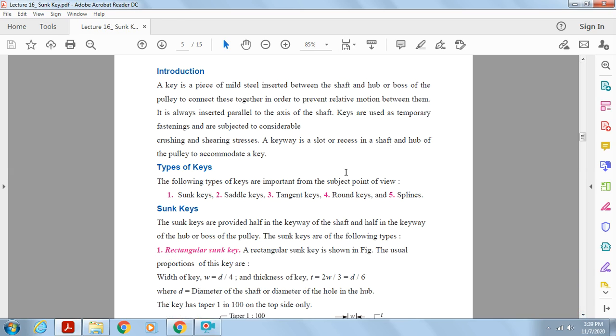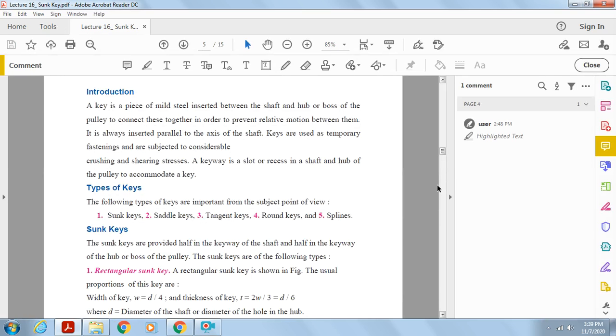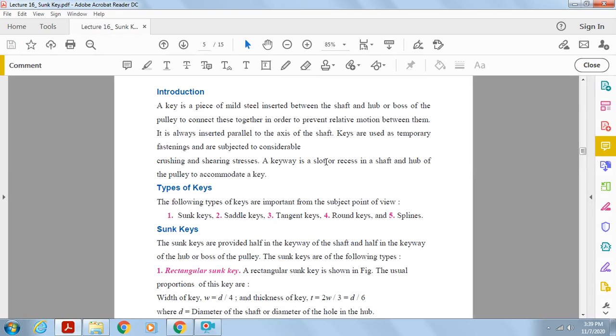So a key is a piece of mild steel inserted between the shaft and hub or boss of the pulley to connect these together in order to prevent relative motion between them. As you know, it's a piece of mild steel that is inserted between the shaft and the hub. So the connection between the shaft and the hub will be completely established, and there will not be any relative motion between those important components.